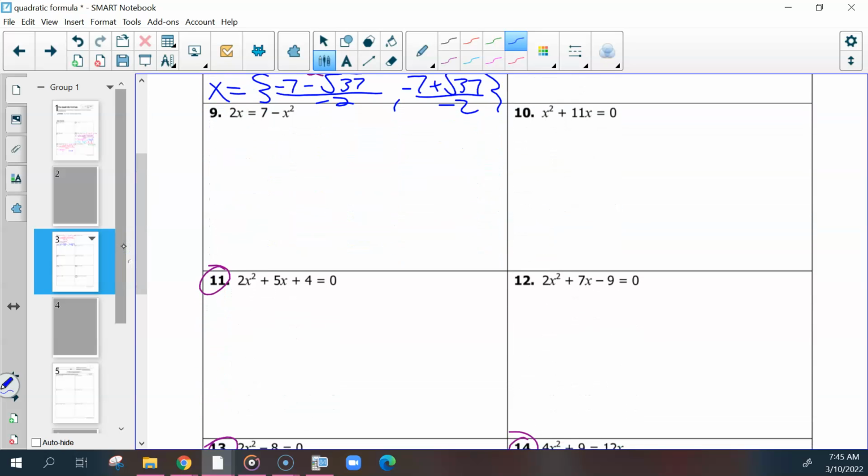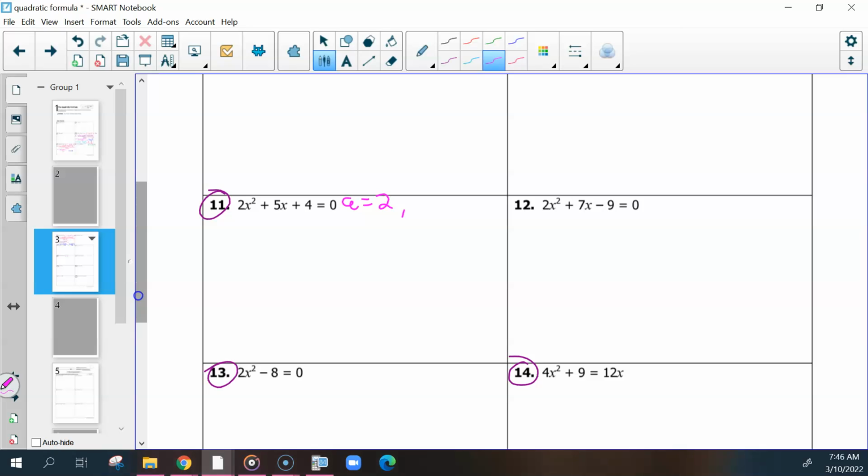We do number 11. Your A, B, and C values are what? 2, 5, and 4. Put those into your formula. X equals negative b plus or minus the square root of b squared minus 4 times a times c all over 2a.